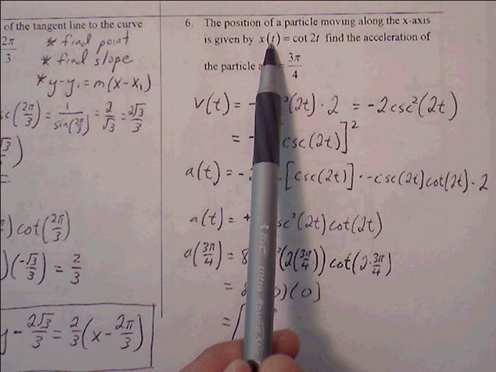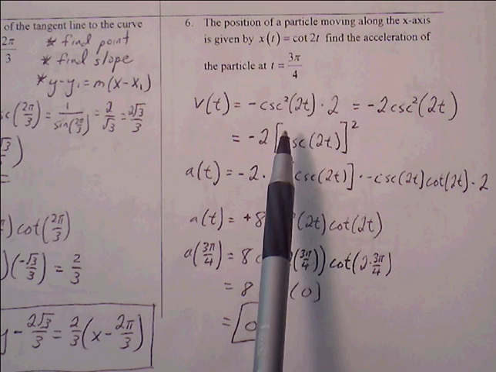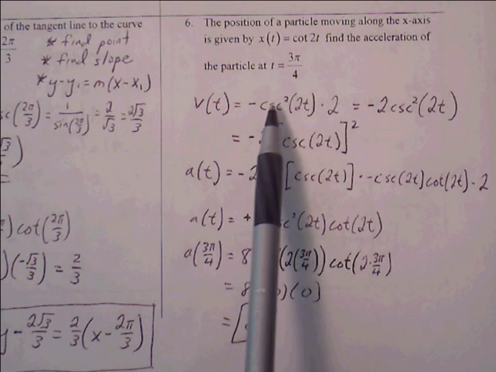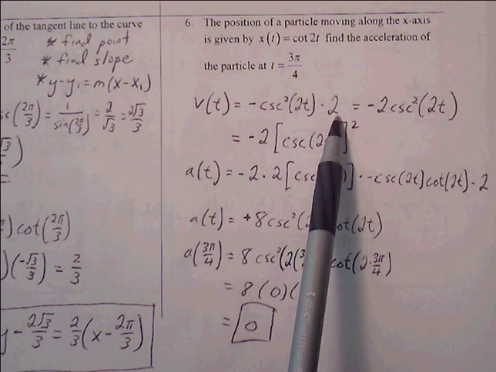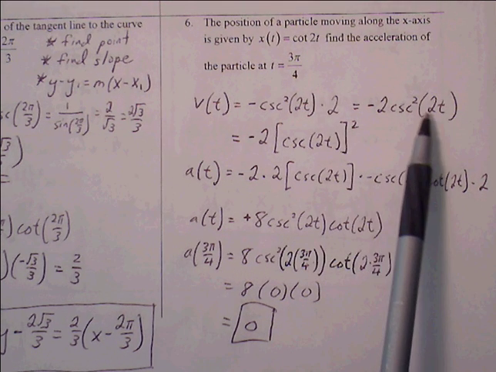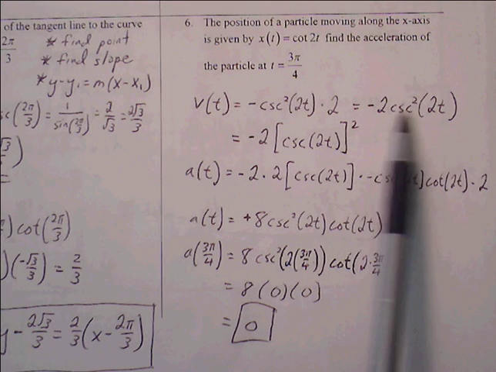the first derivative. So the derivative for cotangent of 2t becomes negative cosecant squared of 2t times 2. In other words, negative cosecant squared of u times u prime. Clean this up a little bit. We get negative 2 cosecant squared of 2t. So this is my velocity function.